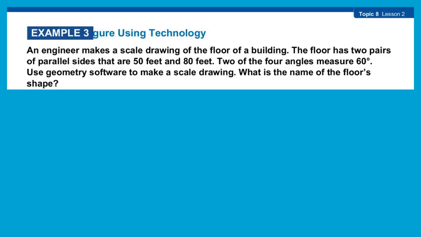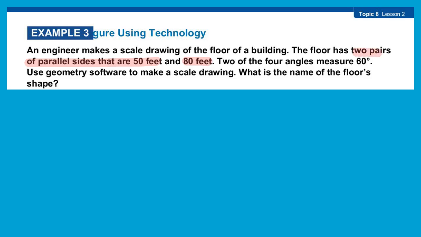All right, this is example number 3 on page 439. And we're not going to use technology for this. So we're not going to use any kind of drawing software because we just don't have that available. But let's see if we can figure it out just sketching it. An engineer makes a scale drawing of the floor of a building. The floor has two pairs of parallel sides that are 50 feet and 80 feet.